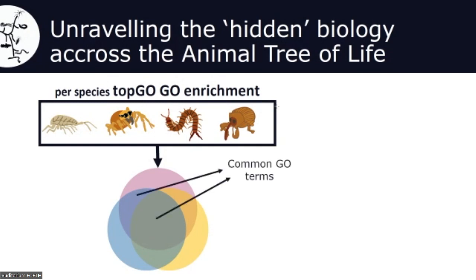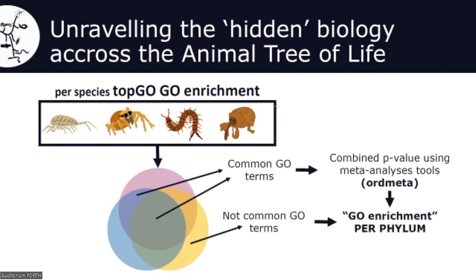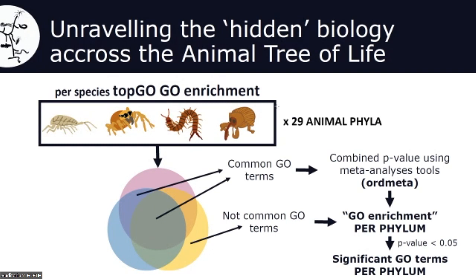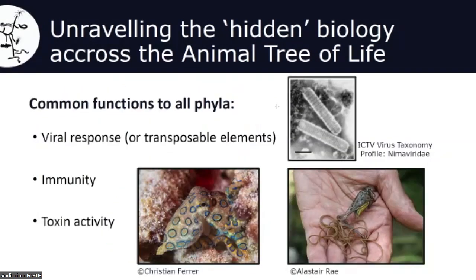Okay. So we took the GO terms that were common between different species and the ones that were not common, and we performed some meta-analysis to obtain a gene ontology treatment per phylum, because you cannot do that with the size of my dataset altogether. And with that, we obtained the significant gene ontology terms per phylum, and we repeated that 29 times for each of the animal phyla.